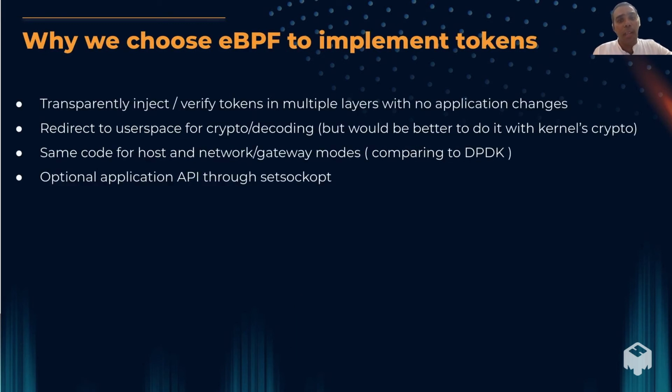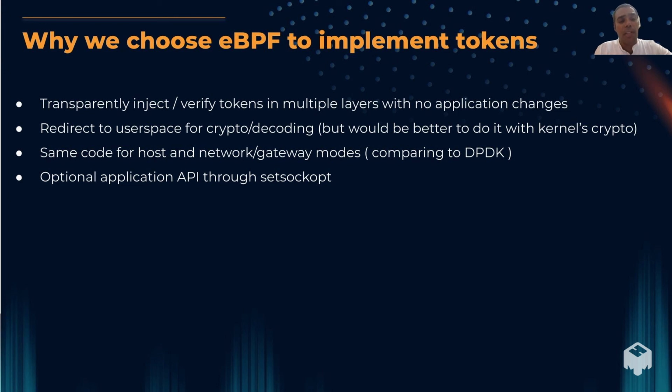What are the benefits that we get from eBPF? We can transparently inject and verify tokens in multiple layers. We can do all the plumbing, change length, change buffers, add extensions with no application changes and no kernel customizations. We can redirect to user space in a very flexible manner, so we can do this only for the packets that contain tokens. It would be much better if we could do this using the kernel crypto API. So if there is a wishlist here, better crypto support within eBPF would be one thing to add.